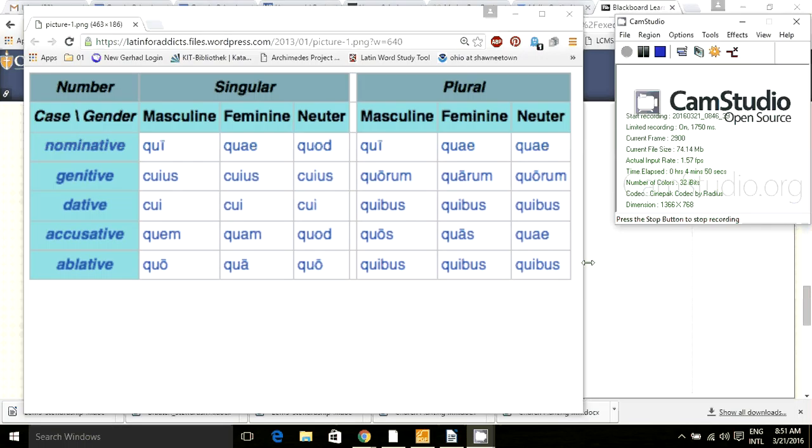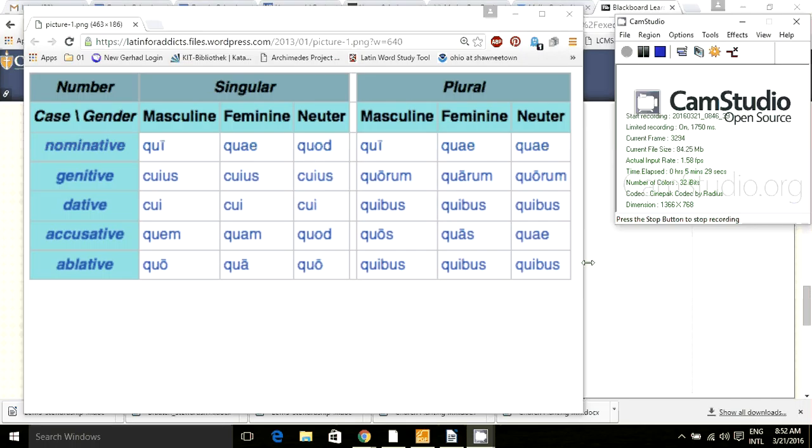Coepi, coepisse, coeptum is to begin. It's a defective verb used in the perfect system only. So it'll only have perfect forms that will be translated as a present. Cupio, cupere, cupivi, cupitum, to desire, to wish, to long for. Deleo, delere, delevi, deletum, to destroy or wipe out. Desidero, desiderare, desideravi, desideratum, to desire or long for. Incipio, incipere, incepi, inceptum, to begin.